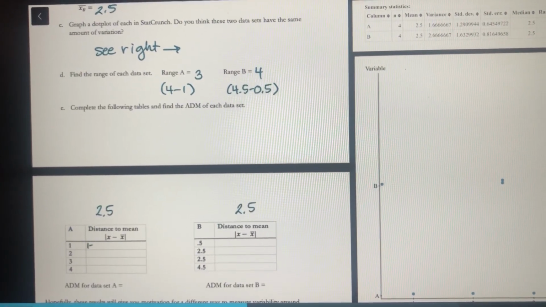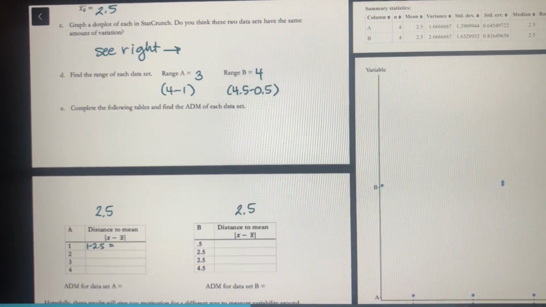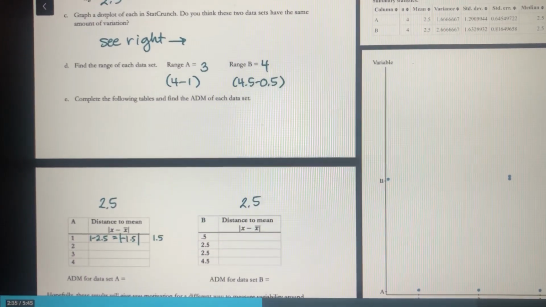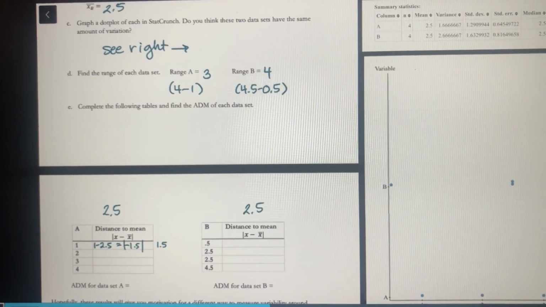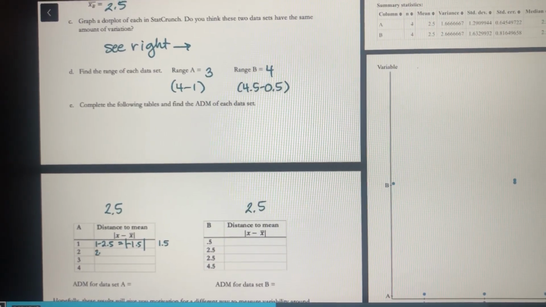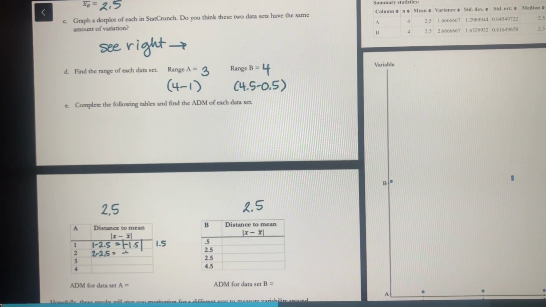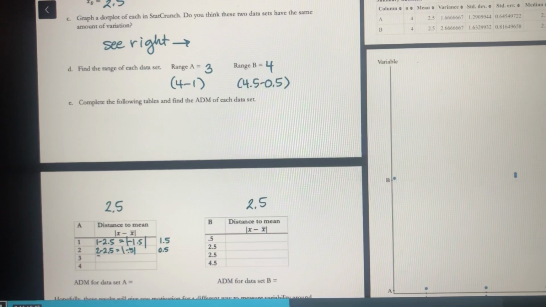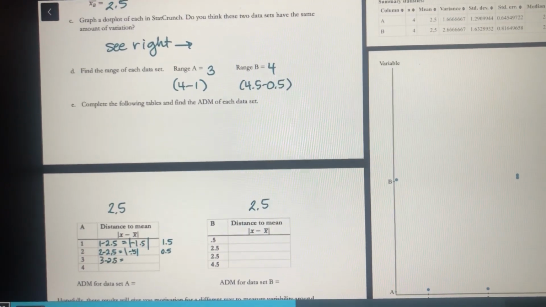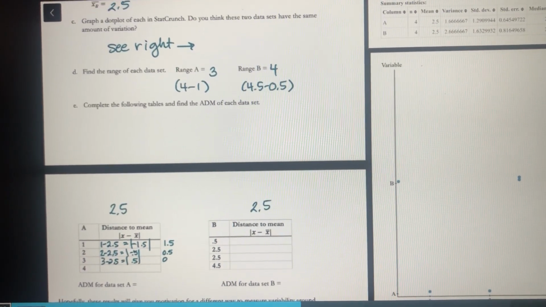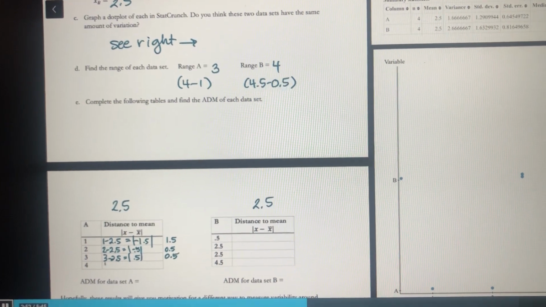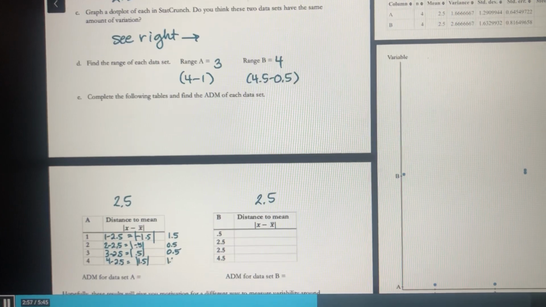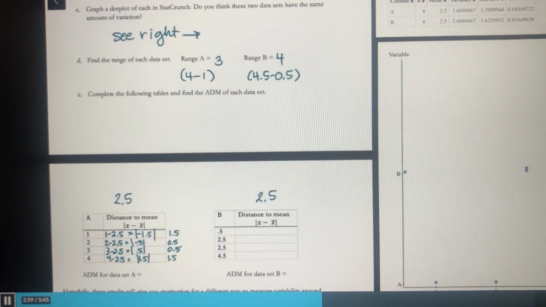1 minus 2.5 is equal to negative 1.5. Taking the absolute value of that, I get 1.5. And I'm going to go ahead and put that distance on the right. 2 minus 2.5 is equal to negative 0.5. Absolute value is 0.5. 3 minus 2.5 is positive 0.5, which is 0.5. 4 minus 2.5 is equal to positive 1.5, which is 1.5 distance.